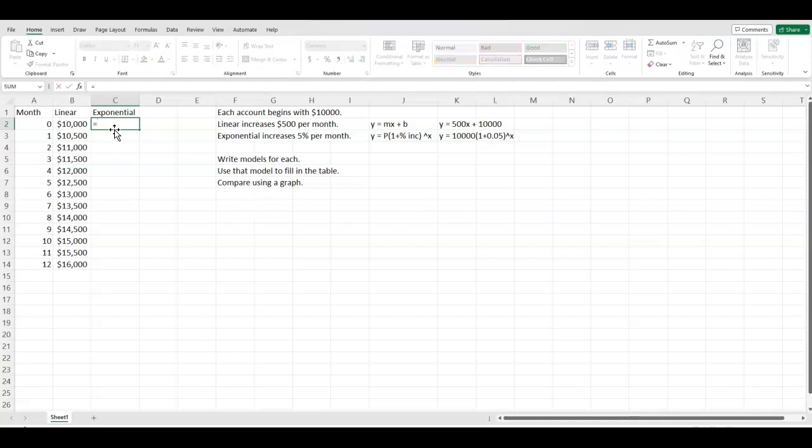Again, I start with equals because of the formula. We're going to start with 10,000. Now, in mathematics, we know that a number touching a parenthesis means multiply, but Excel doesn't know that.